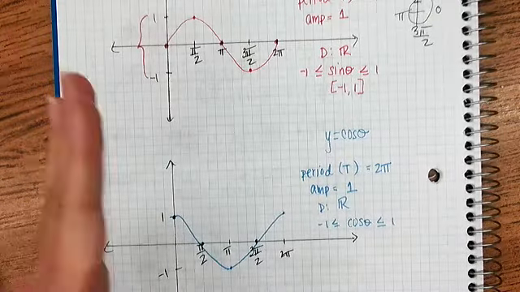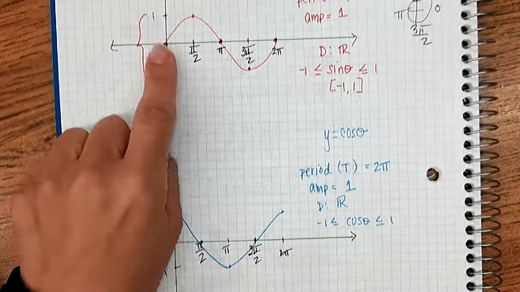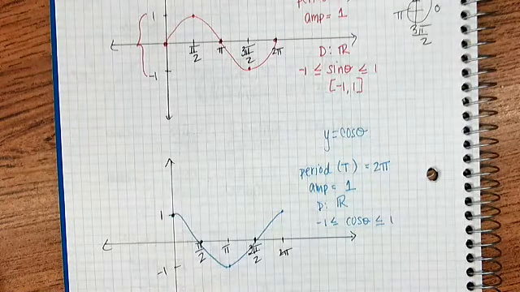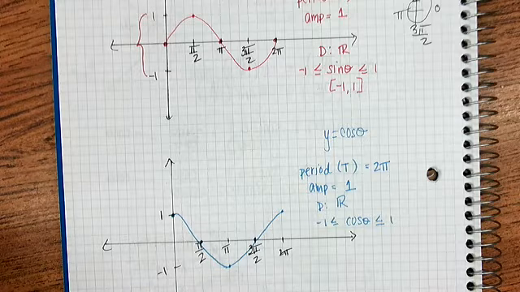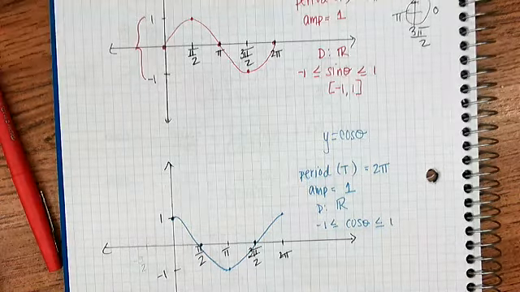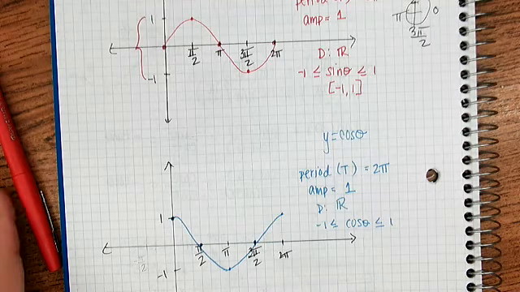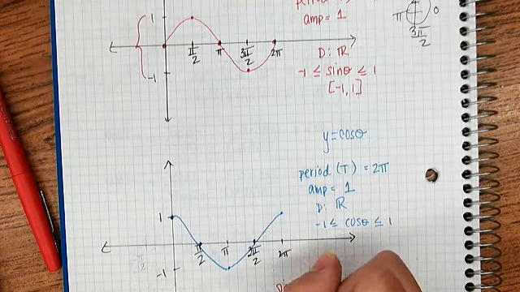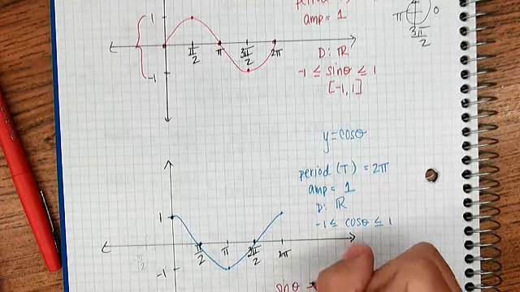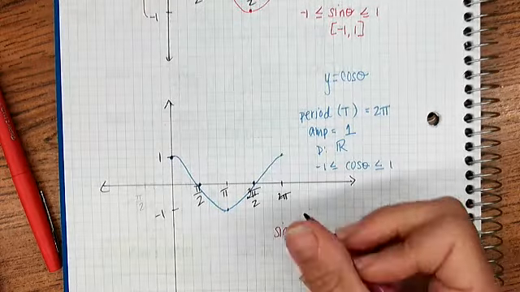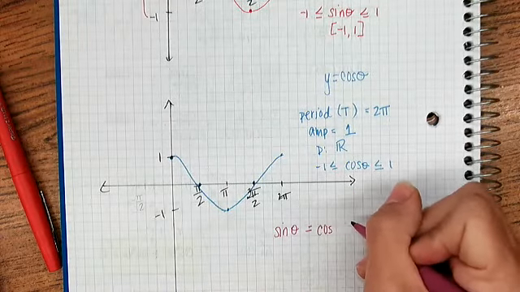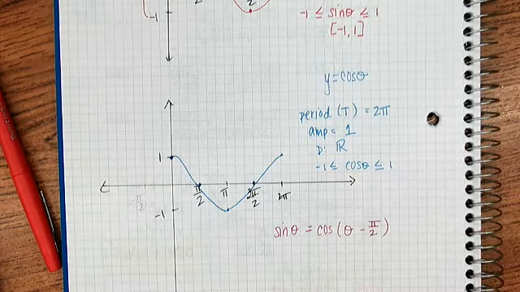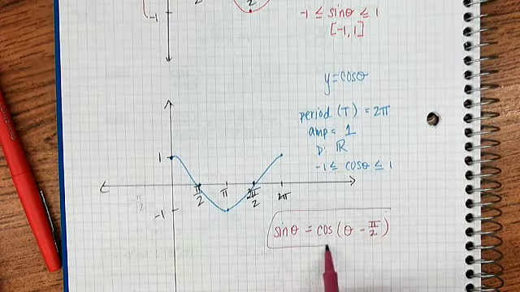So notice that if this is cosine right here, the sine curve is a shift right pi over 2. The sine curve is a shift right of the cosine curve. Just helpful to know.